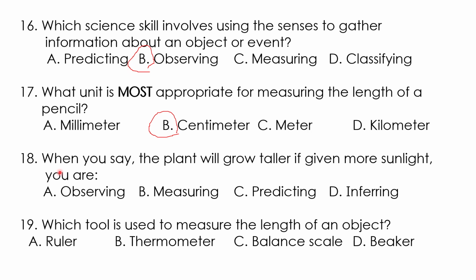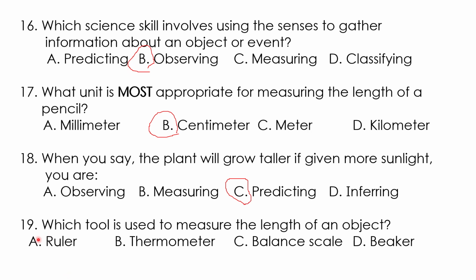Number 18. When you say the plant will grow taller if given more sunlight, you are A. Observing, B. Measuring, C. Predicting, D. Inferring. What is your answer, kids? The answer is letter C. You are predicting. Good job, kids.